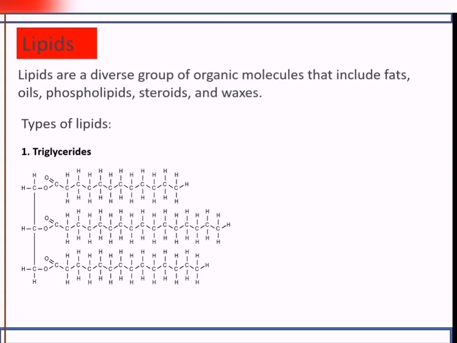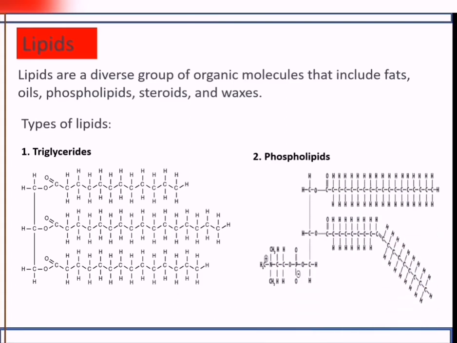Number 2 is phospholipids. These molecules are crucial components of cell membranes. They have a hydrophilic head and hydrophobic tails. Now, hydrophilic means water attracting, while hydrophobic means water repelling. This allows them to form a lipid bilayer that separates the inside of cells from their external environment.